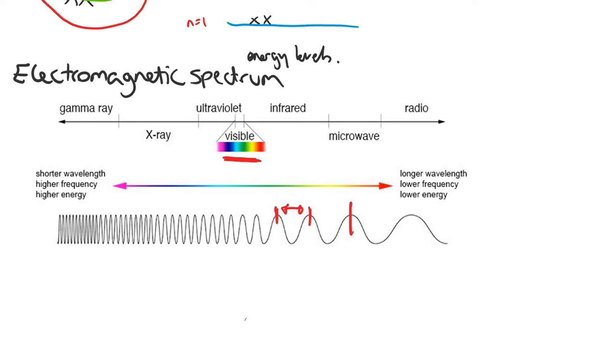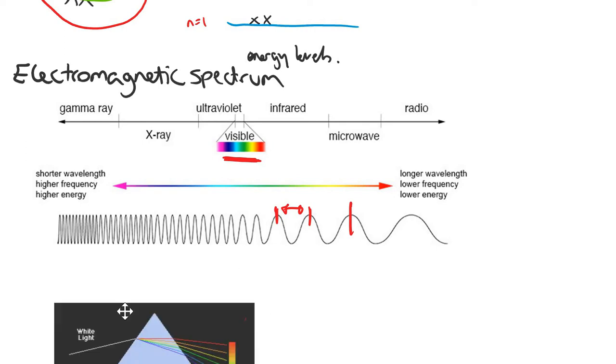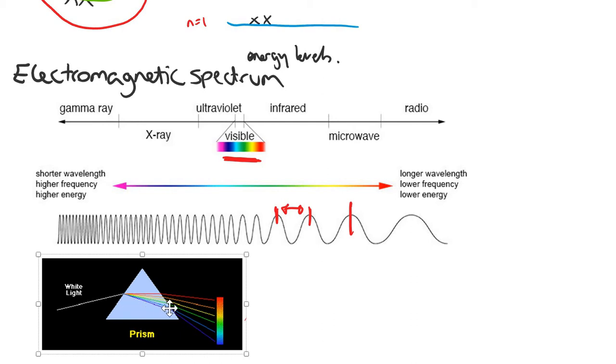Now I'm going to discuss how we get our evidence for energy levels. To start with, I'm going to talk about what happens when white light passes through a prism. As you can see from this image, when white light passes through a prism, we get a continuous spectrum of colors.